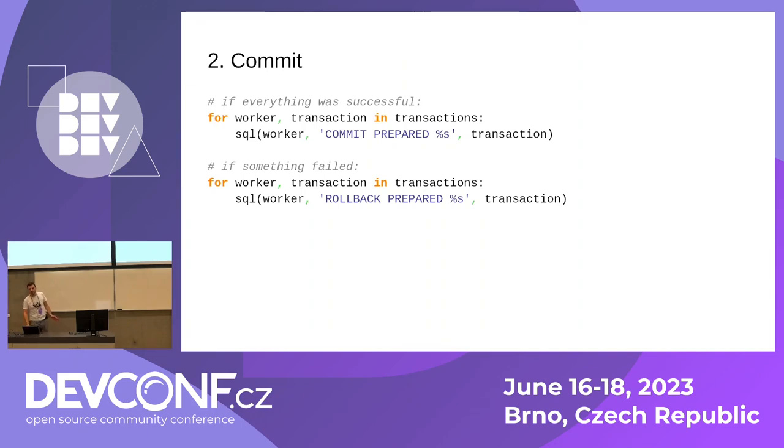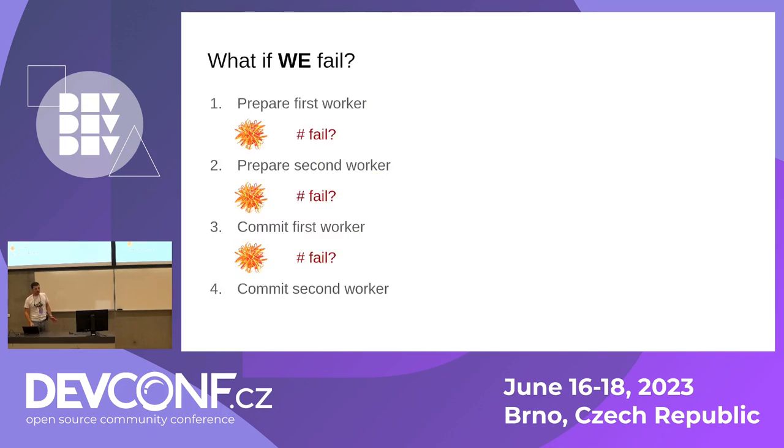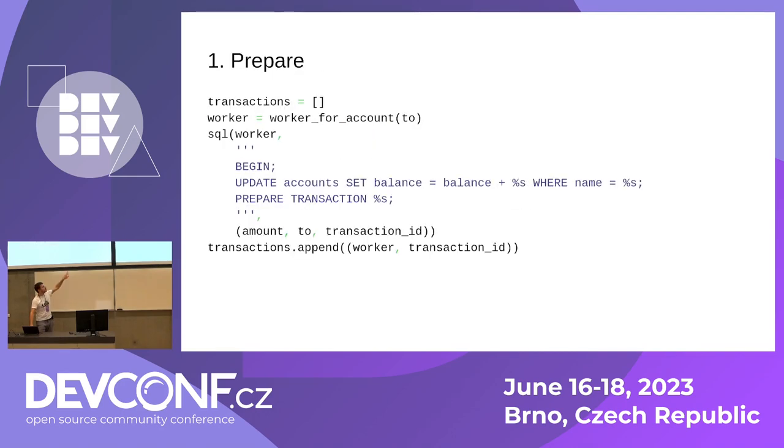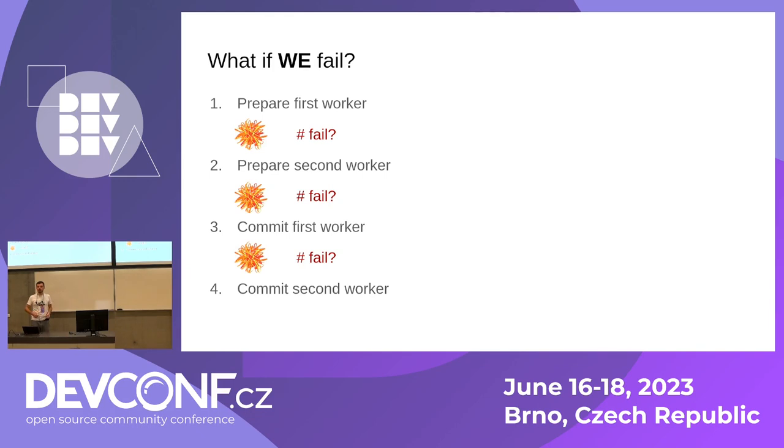Yeah, something can go wrong. What if we fail? Remember, we have a list of transactions in memory. And the computer where we run this Python code can fail at any time. There may be a bug in our code. The computer may catch fire. These are four discrete steps, so we have three places where we can fail.